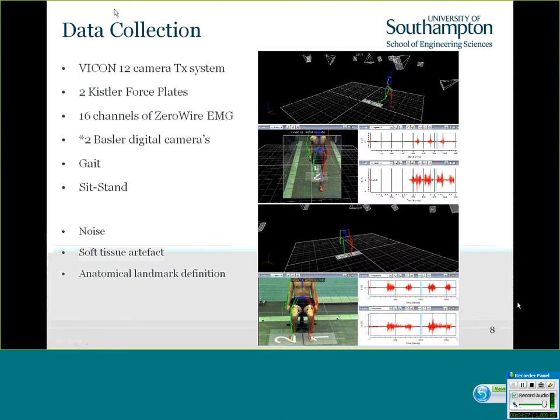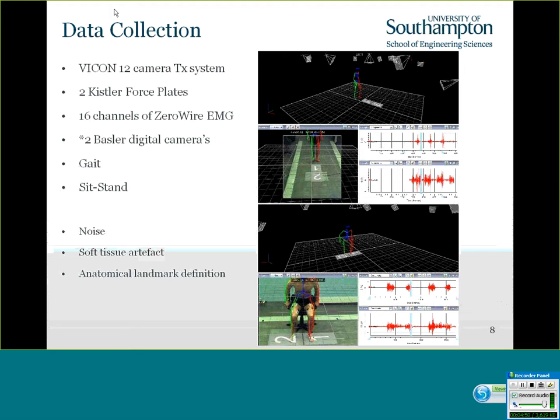In terms of our data collection, at Southampton we have a 12-camera Vicon system, along with 2 force plates and 16 channels of wireless EMG. The 2 activities I'm going to highlight today are gait and sit-stand, but we also assess things like step descent and lunge.